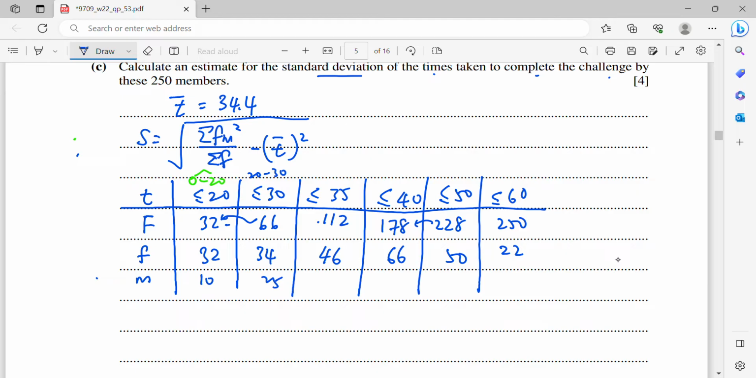And same for this. The next one is actually 30 to 35. So when you get the total, it is 65. Then divided by 2, it will be 32.5. And then here is 35 to 40. So the midpoint is at 37.5. And then the next class is 40 to 50. So the midpoint is at 45. And then the last class is basically 50 to 60. So the midpoint is at 55.